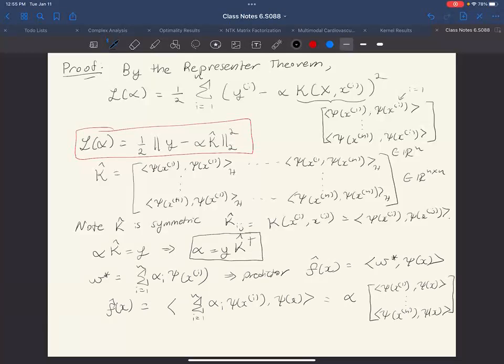Okay. And now if we plug in what we know about alpha from here, we get that this is exactly y k hat dagger k of x, x. And this is the solution to kernel regression.